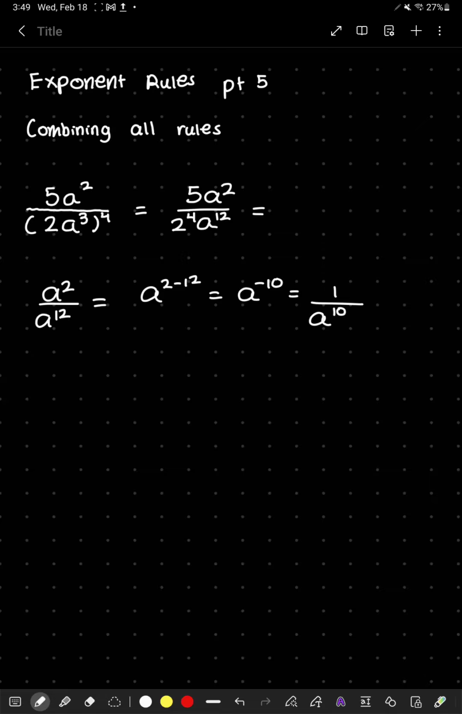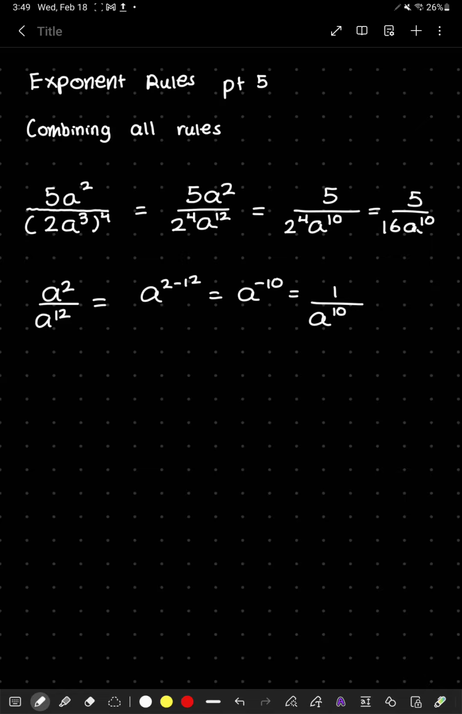Now that I have this information, I'm going to combine them all together. 5 was left on top because I didn't do anything with it. 2 to the power of 4 is left on the bottom because, again, I didn't do anything with it. And then a to the power of 10. Luckily, if you do 2 to the power of 4, what you can do is sometimes simplify it. 2 to the power of 4 gives me 16, leaving me with my final answer, 5 divided by 16 times a to the power of 10.